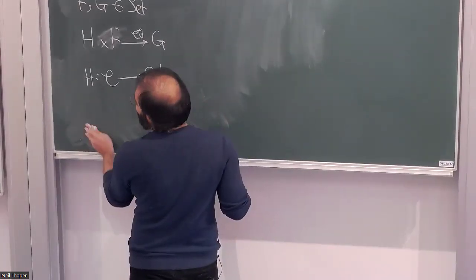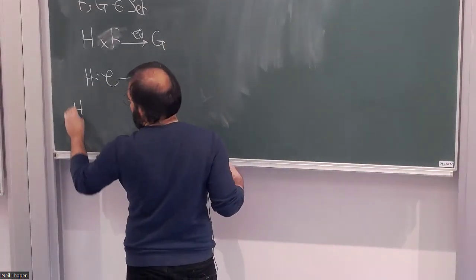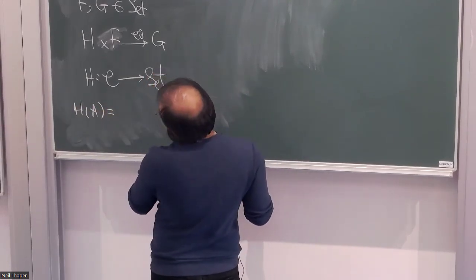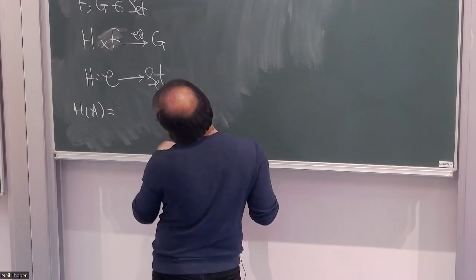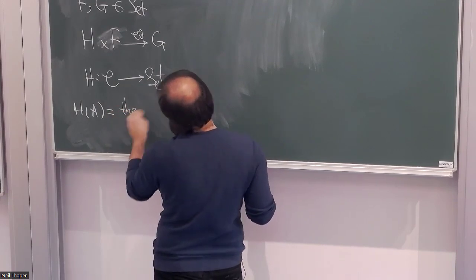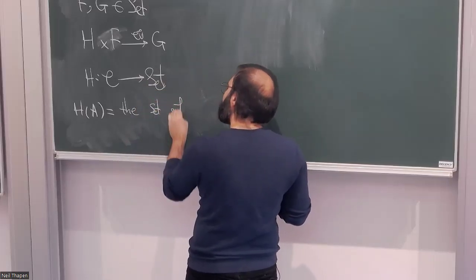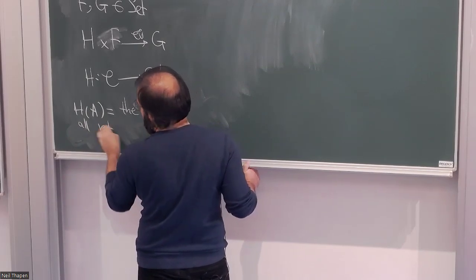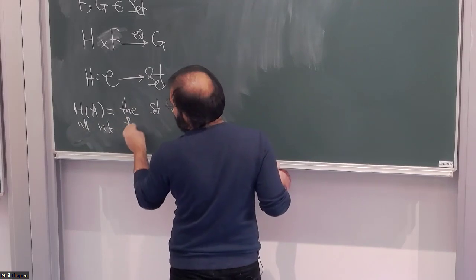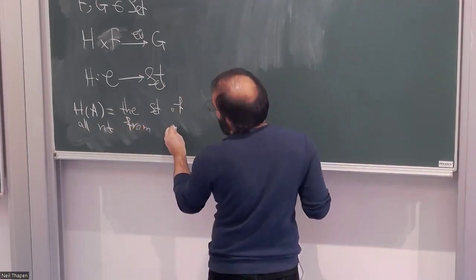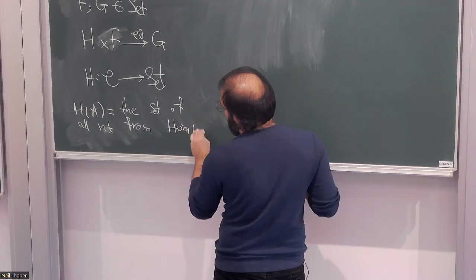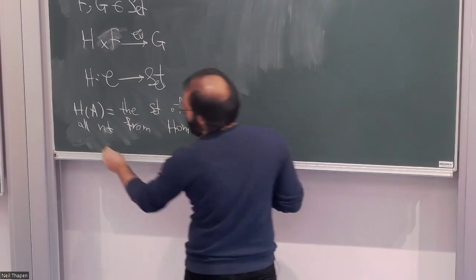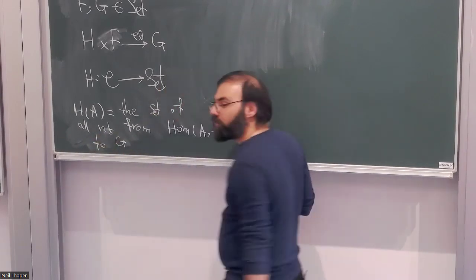So what is H? H is a function. What is H of A then? It is the following. It should be a set, right? The set of all natural transformations, let's say NT, from Hom(A, -) times F to G.